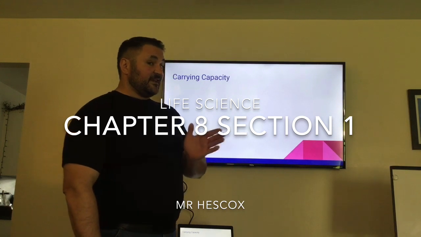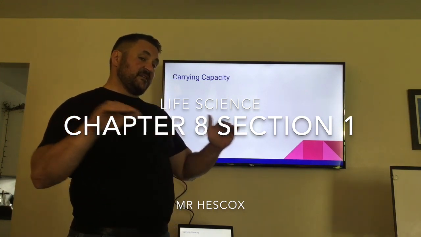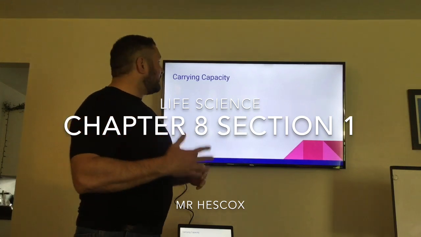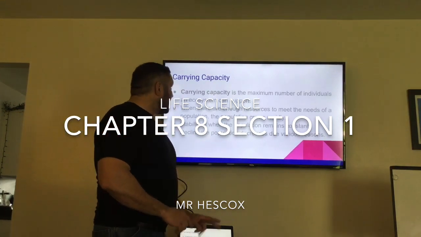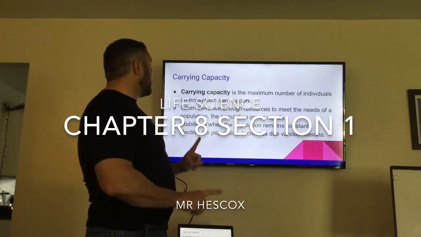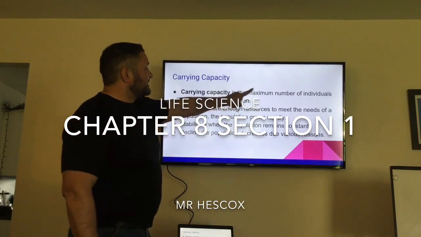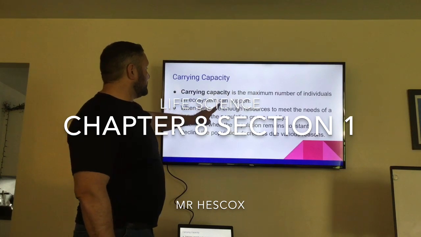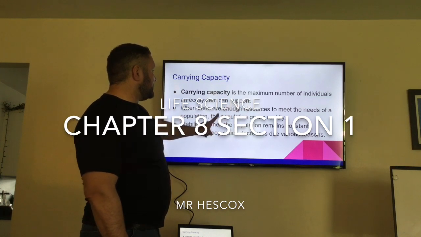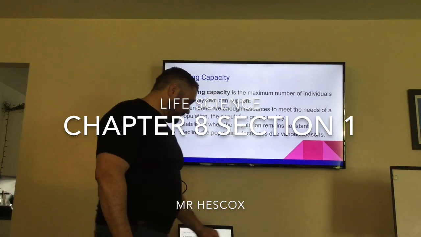Carrying capacity. Like I said, think of a bucket. Carrying capacity is the size of the bucket. And then the bucket isn't holding water, it's holding the number of organisms in an area. It has to be of a certain specific species. It's not multiple species in one carrying capacity. Carrying capacity is the maximum number of individuals an ecosystem can support. When there are enough resources to meet the needs of a population, the population will grow.